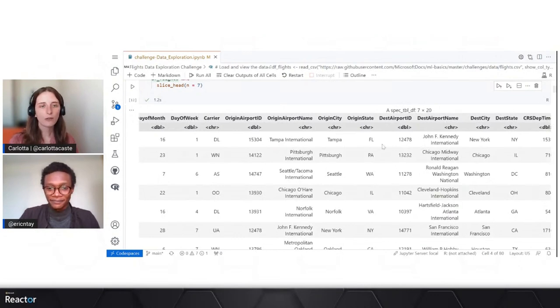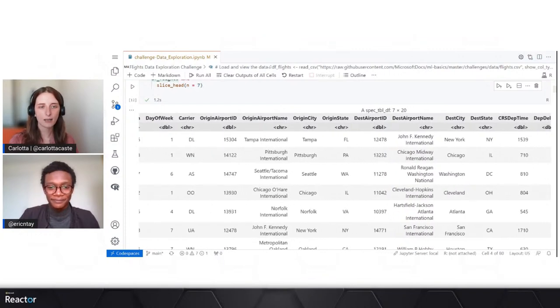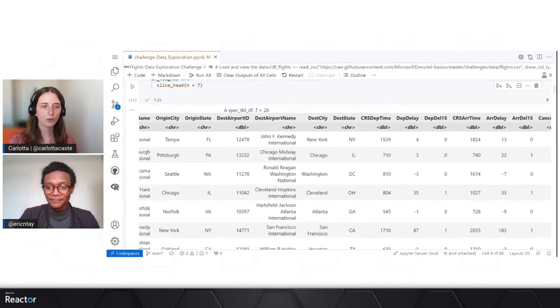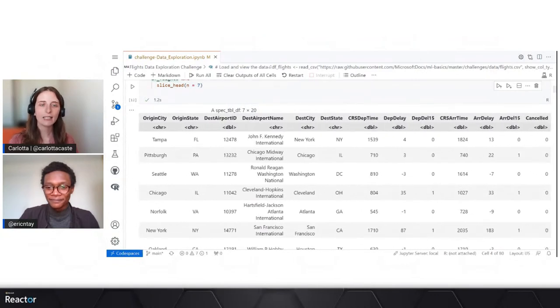All the other columns are related to scheduled departure and arrival times and possible delays. In particular, we have CRS dep time and CRS arr time, which are respectively scheduled departure time and scheduled arrival time. Then we have dep delay and arr delay values, which are the numbers of minutes that the flight departure or arrival was delayed. And in case of negative values, the flight departed or arrived in advance.